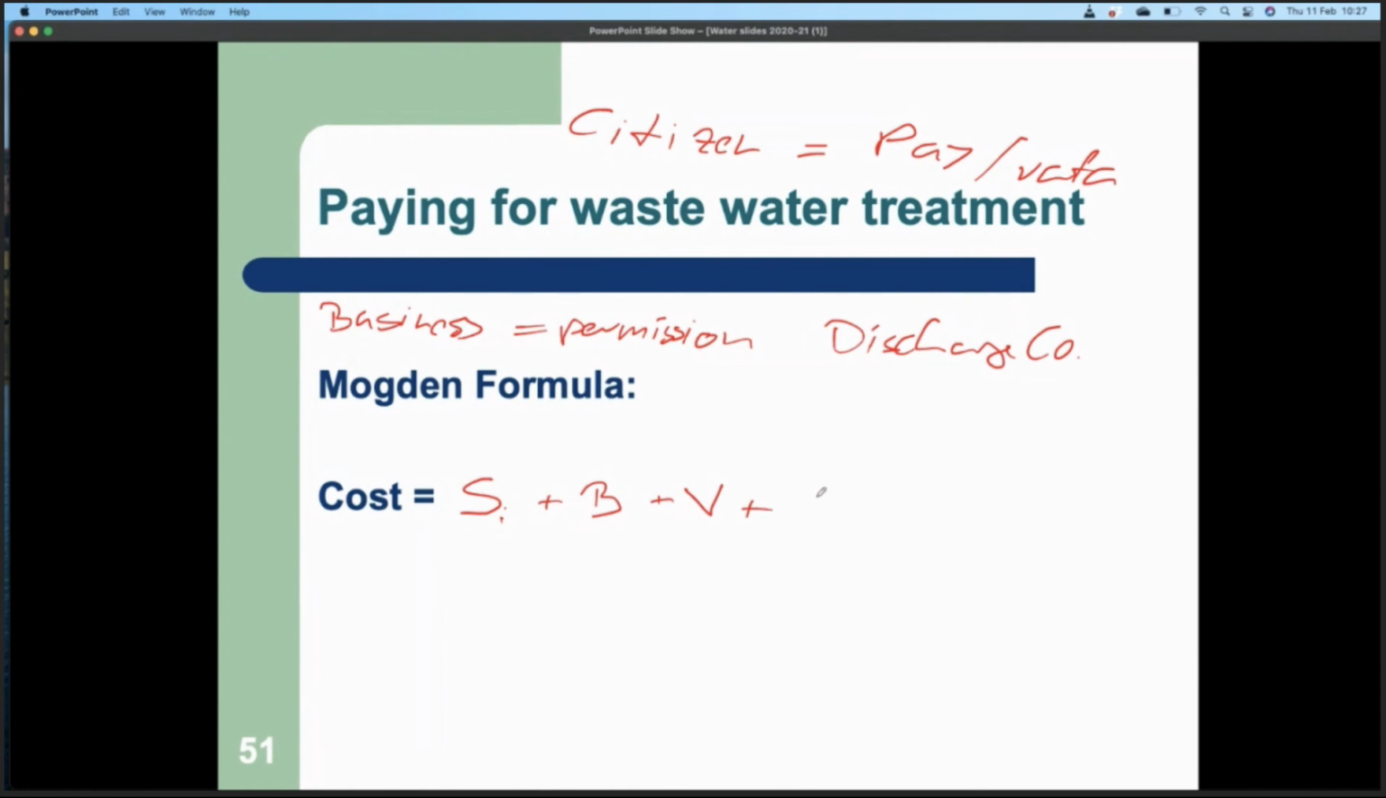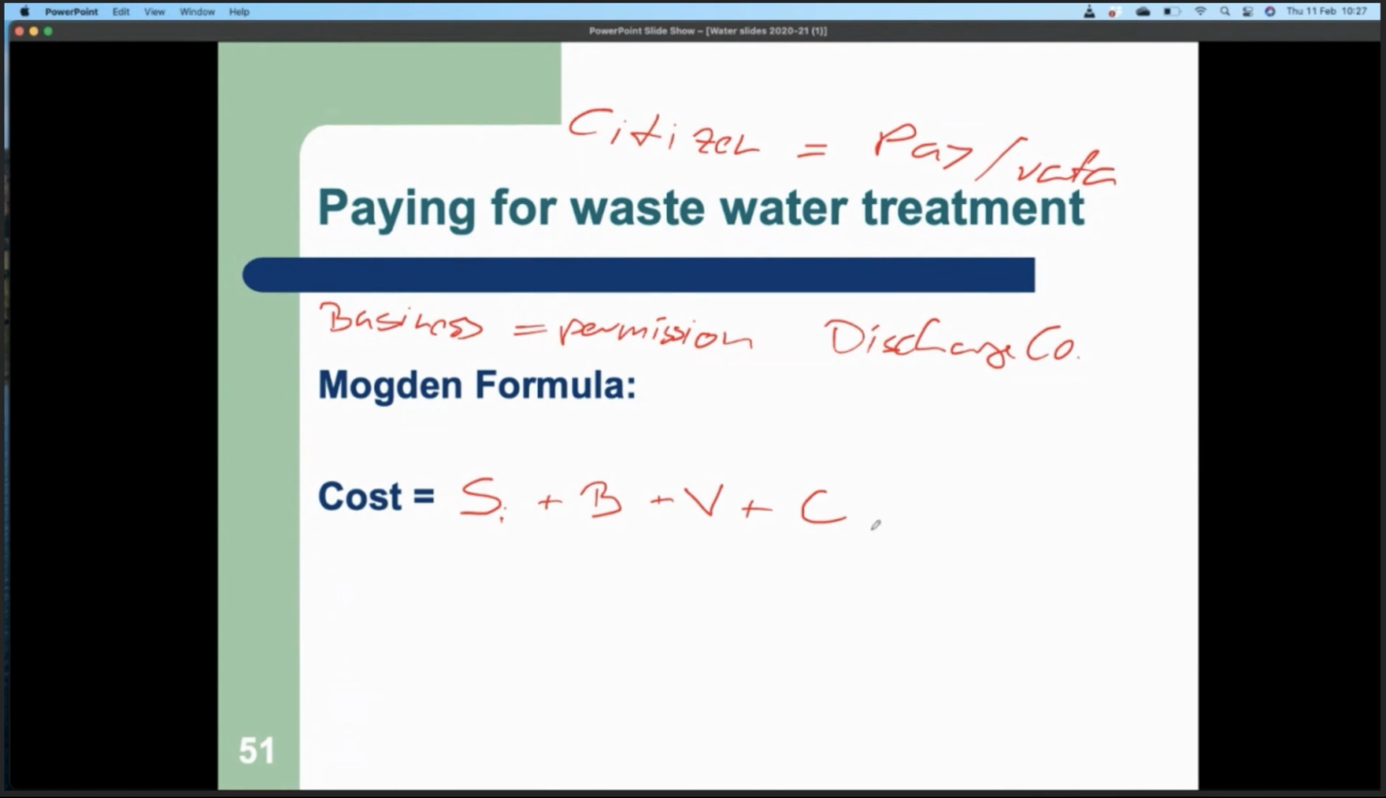And that's very similar to the charges for gas and electricity and whatnot. They charge you for connection. So they say, well, there is a service, there's a network that we're operating and that we're offering you. So you get a standing charge for the connection. So these four elements together are the Mogden formula. If you're interested in that, Google it up.